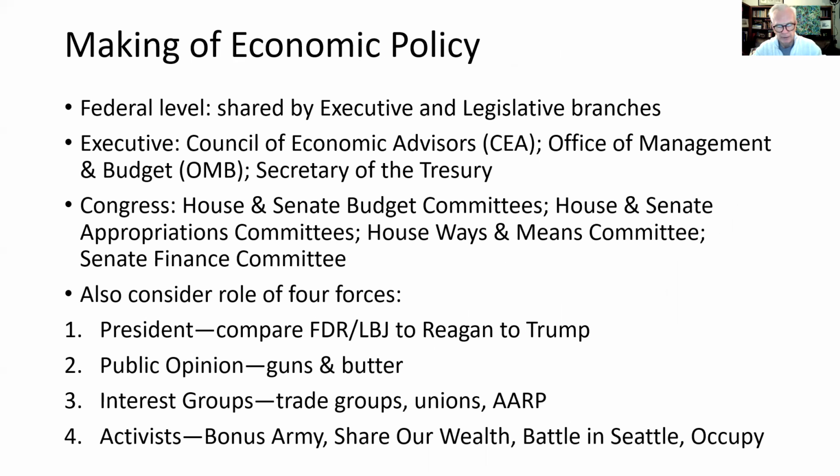Economic policy is made at numerous levels. At the federal level, it is shared by the executive and legislative branches. The executive branch has a number of offices and advisors that work for the president to help them make decisions about the economy. And three that the book mentions in particular: the Council of Economic Advisors, the Office of Management and Budget, and the Secretary of the Treasury.